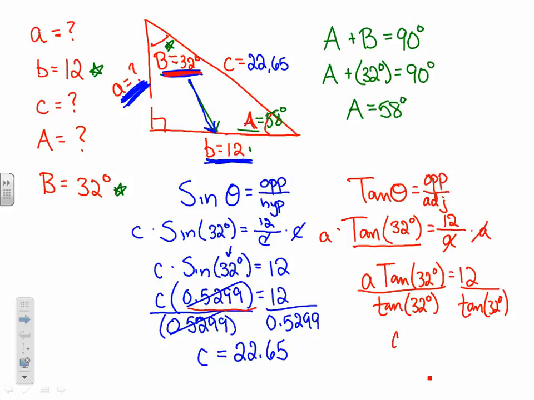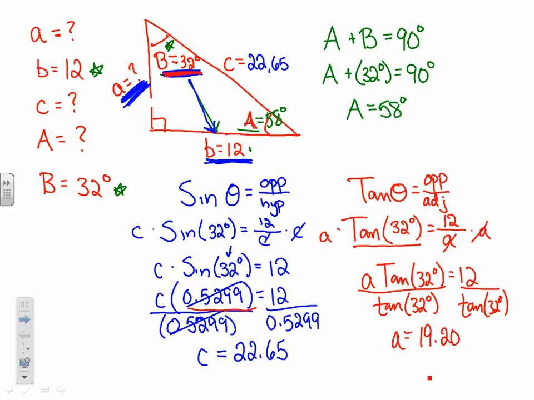And you can just punch that into your calculator if you wanted to. So instead of getting the decimal and then dividing by the decimal, we could just do it all at once in the calculator by punching in 12 divided by the tangent of 32. All right, and in this case, I get a value of 19.20. All right. And so that's the end of the problem here.